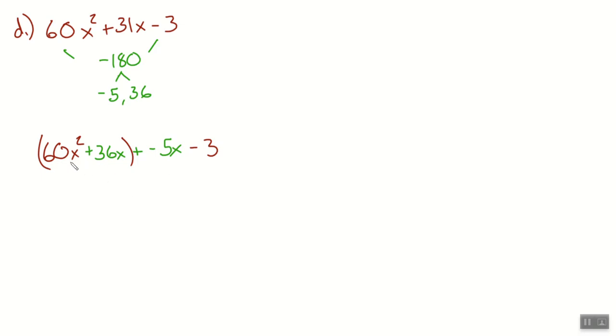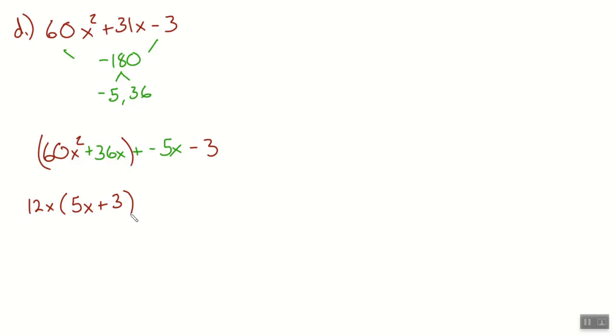Okay, I've done it very different than you guys. What's something that goes into both of these? 12. Anything else? If I take out a 12x, I'm going to just commit to thinking about it as dividing. If I took 60 divided by 12, it's 5. What about x squared divided by x? x. Plus 36x divided by 12x is just a 3. Everybody cool there?